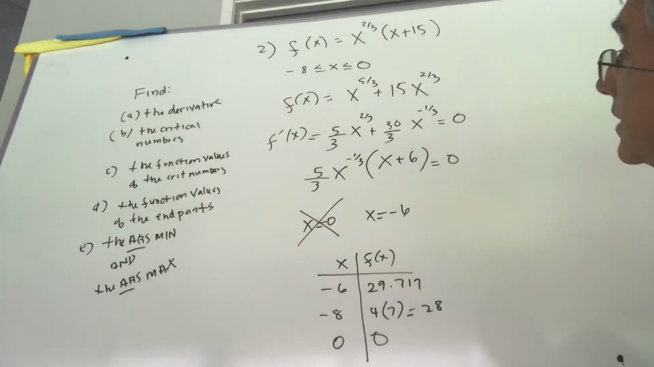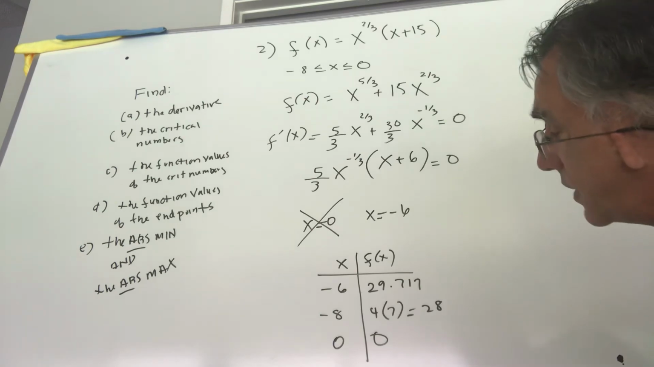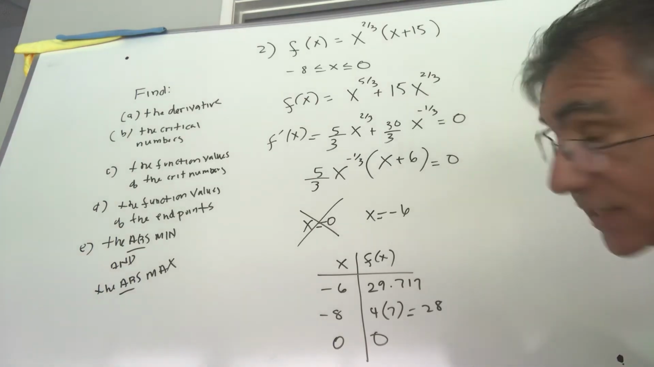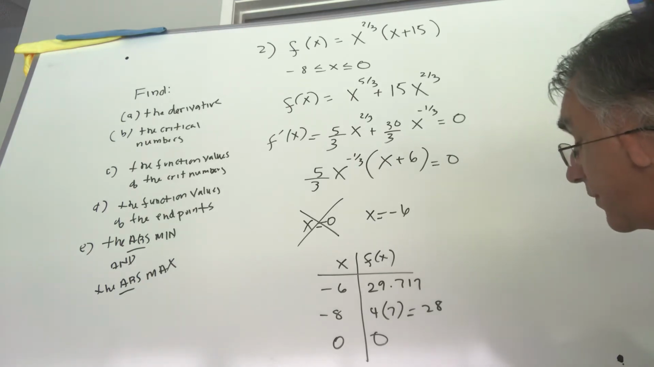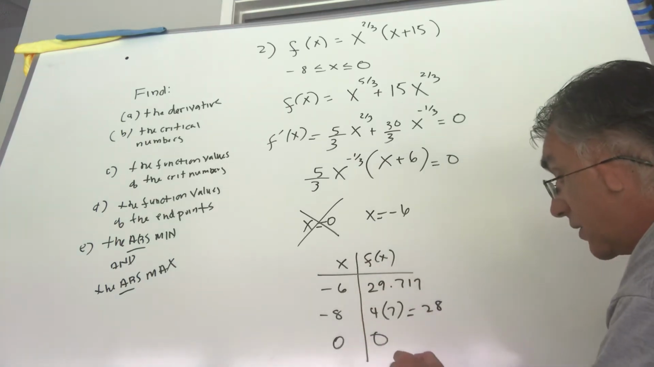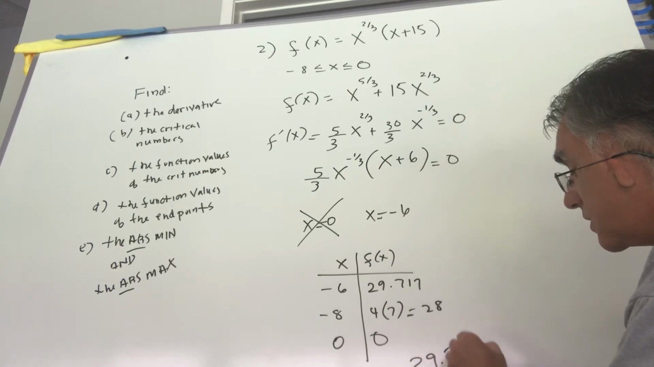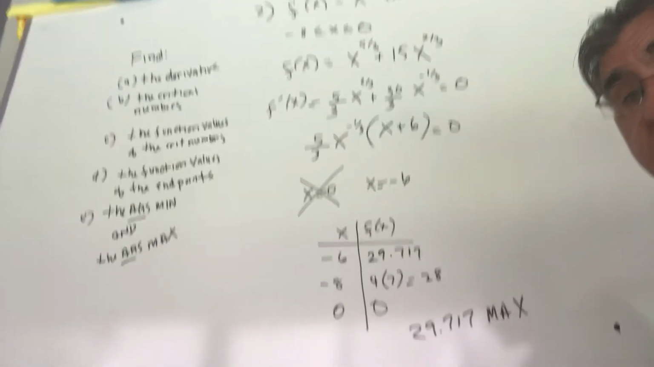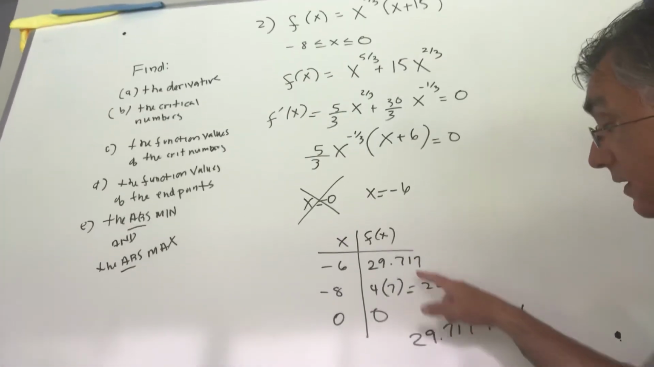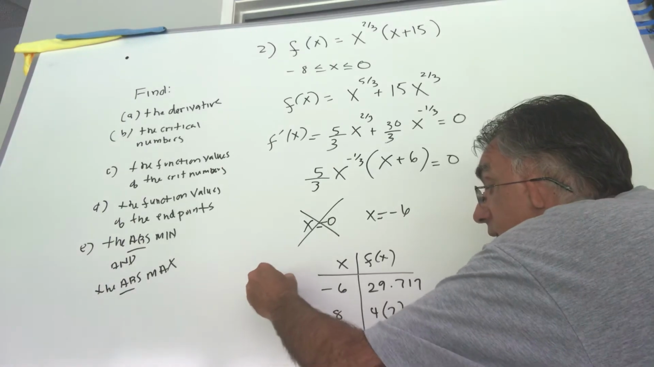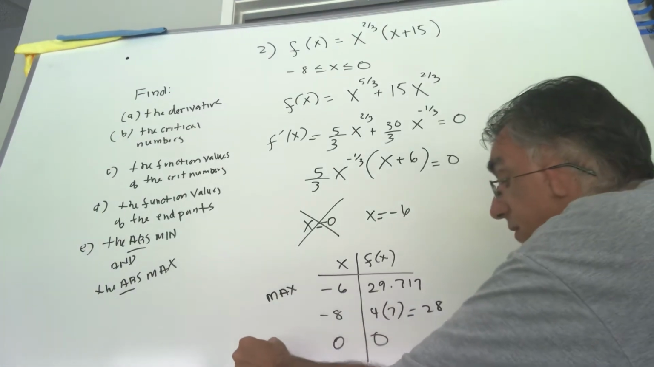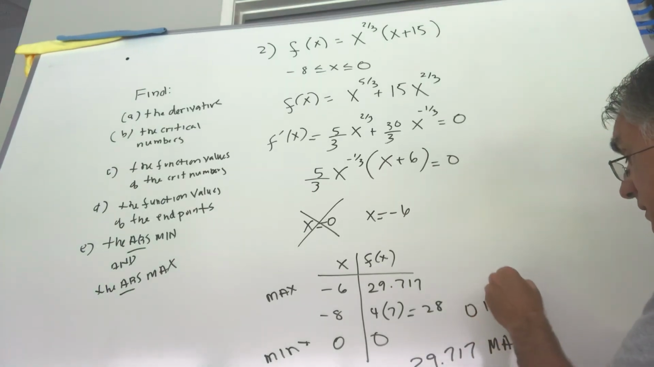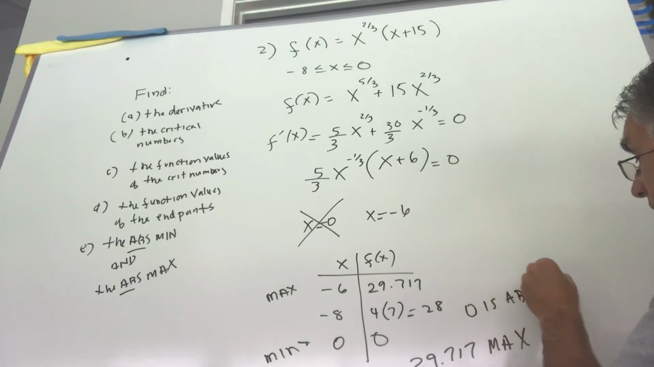Obviously, we don't know what negative 6 to the 2/3 is, so you have to just put that in your calculator. Negative 6 raised to the 2/3 power, and then multiply it by 9, because that's what negative 6 plus 15 is. So now what do we say here? The 29.717 is the absolute max. Uh-oh, there it is. This is the absolute max. And the absolute min is 0. And then 0 is the absolute min.